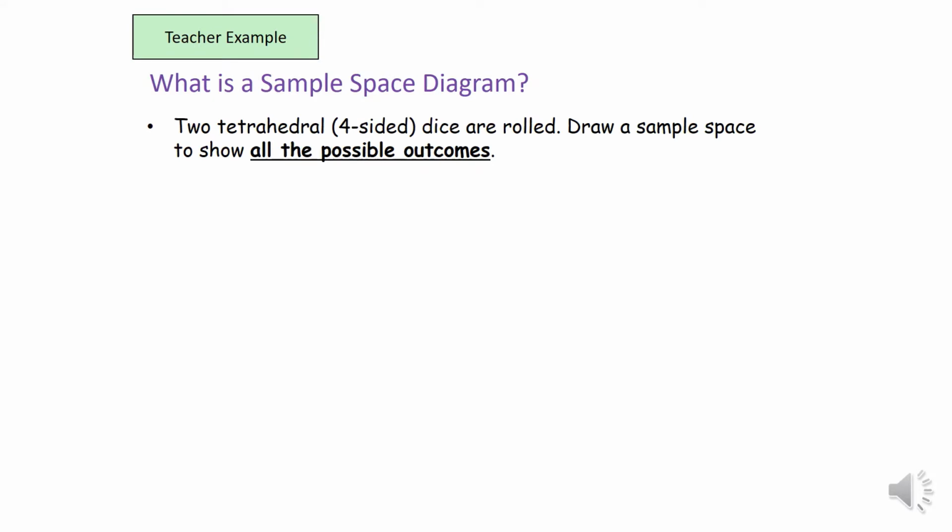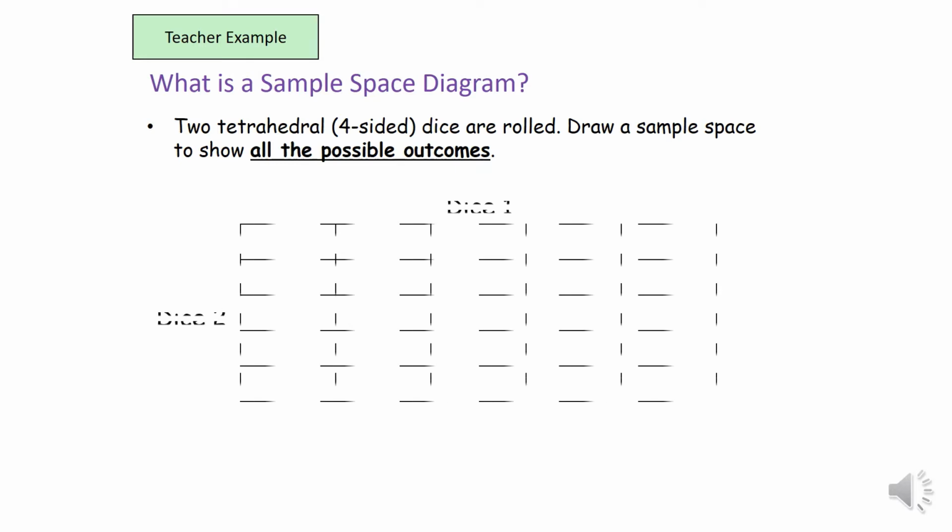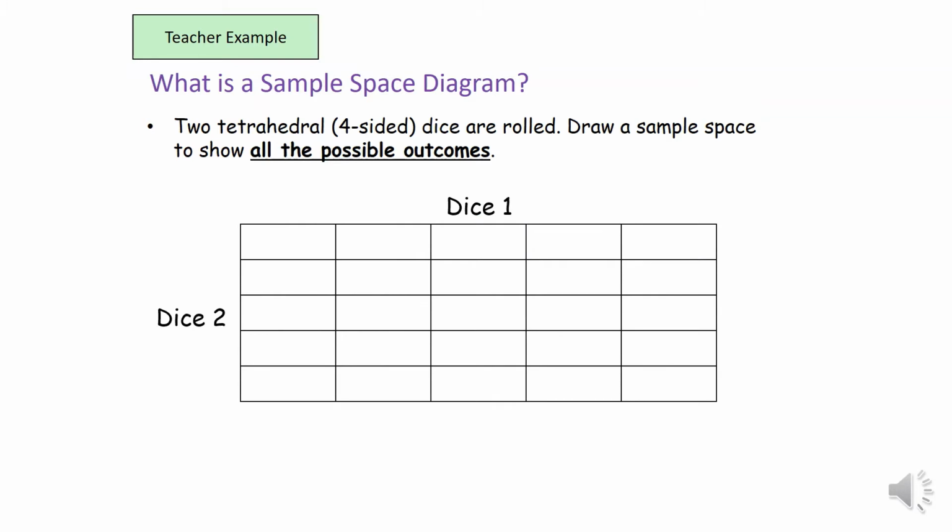Okay, so what is a sample space diagram? Let's recall from last lesson that the sample space diagram is a diagram which shows all the possible outcomes. So in our first example, we're going to have two four-sided dice, and we're going to roll those. So then we'll get a sample space diagram looking something like this.